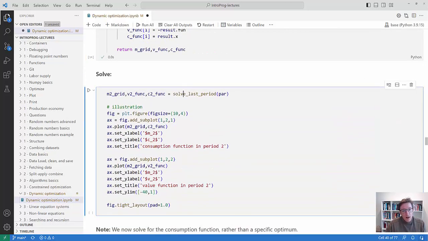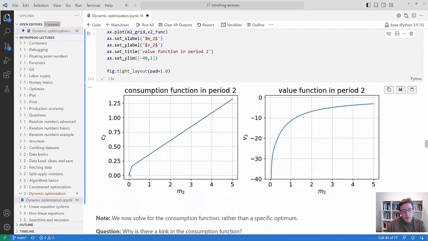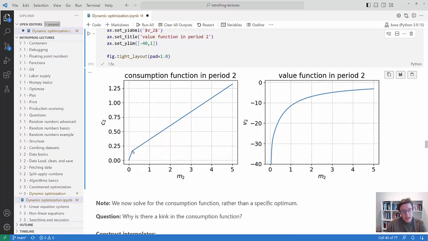Then I can actually apply the function, and I can plot how it looks. So now here we have a nice consumption function, and we have the associated value function. We can think about why there is a kink here, and that's basically because to begin with we will consume all our cash in hand, but at some point we will begin to split our assets between consumption and bequests. So that's why there will be a kink at a specific point here. Okay, so now we have solved the second period.